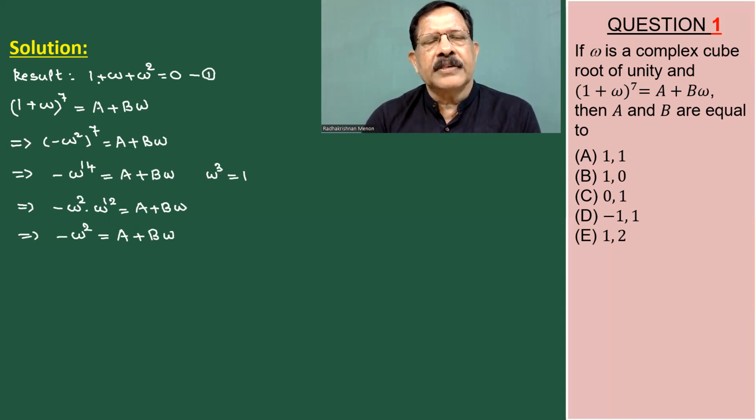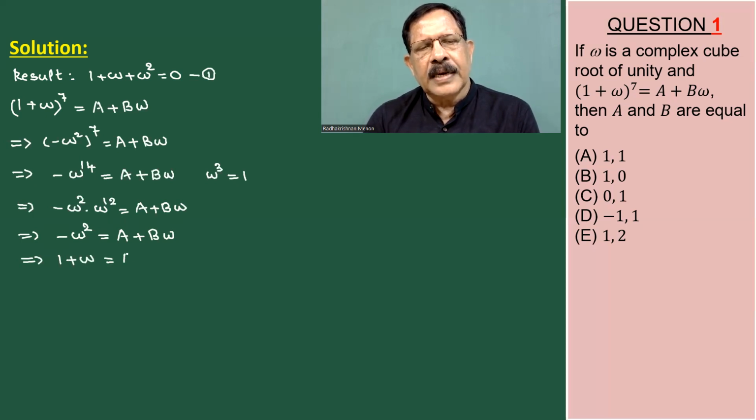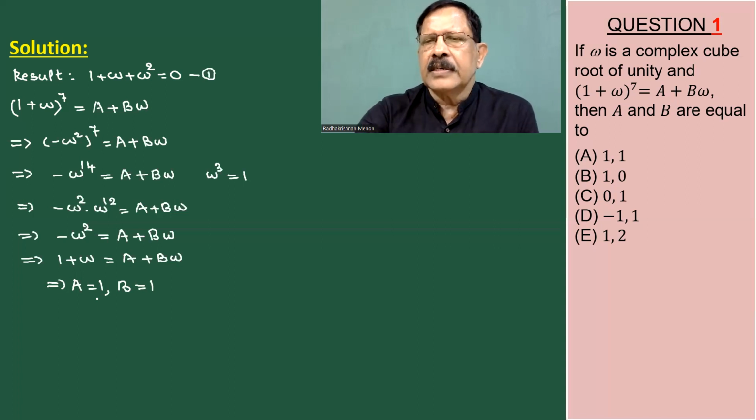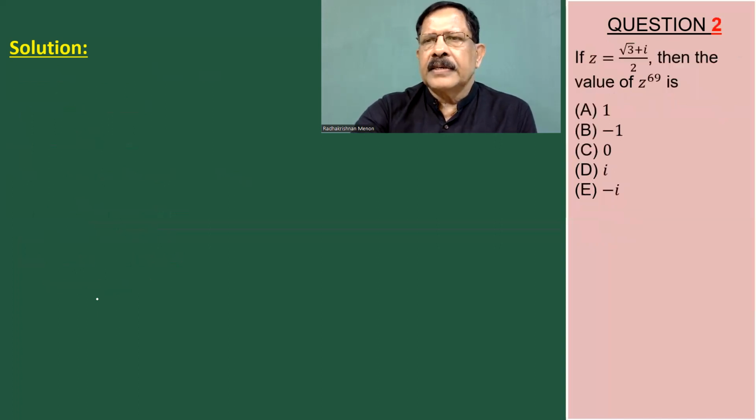Minus omega squared is again 1 plus omega, which implies 1 plus omega equals a plus b omega. If you equate the corresponding coefficients, we get a is equal to 1 and b is equal to 1. So the answer for that question is option A, a equal to 1 and b equal to 1. Okay. Now, let us go to the next question.